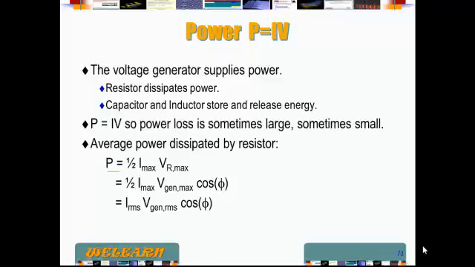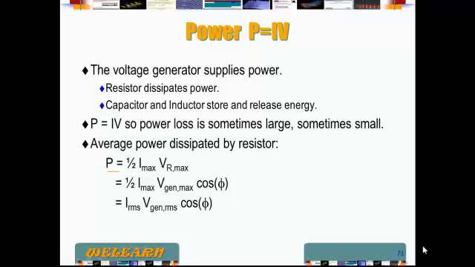One might wonder about the power dissipation in an RLC circuit. From what we know before, the generator, the power source, is going to provide power. Resistors dissipate power. They generate heat. However, capacitors and inductors store and release energy.